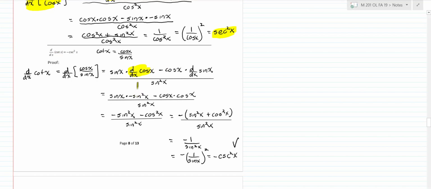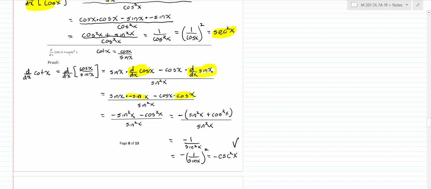Derivative of cosine is... what in the world did I do there? I just see a mistake. That's not right. Okay, there we go. That is a sine x. Okay, then the derivative of sine x is the cosine of x. Okay, so I have that. So it looks like I've got a sine times a negative sine as a negative sine squared x minus cosine squared x over sine squared x.